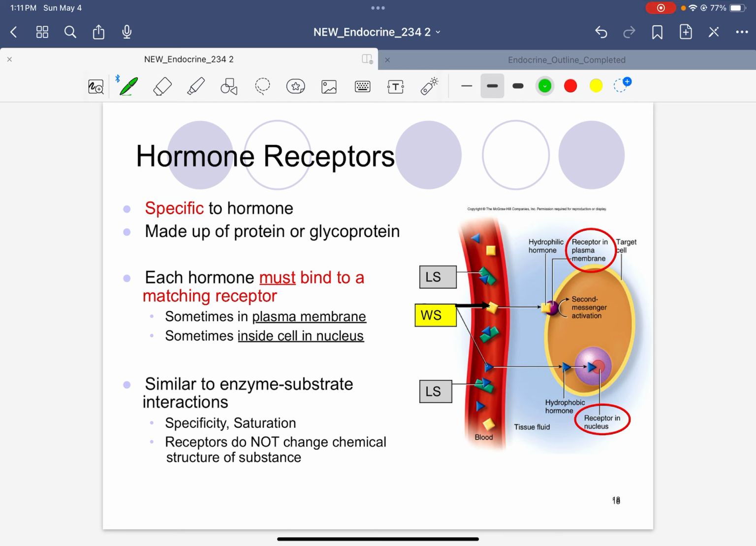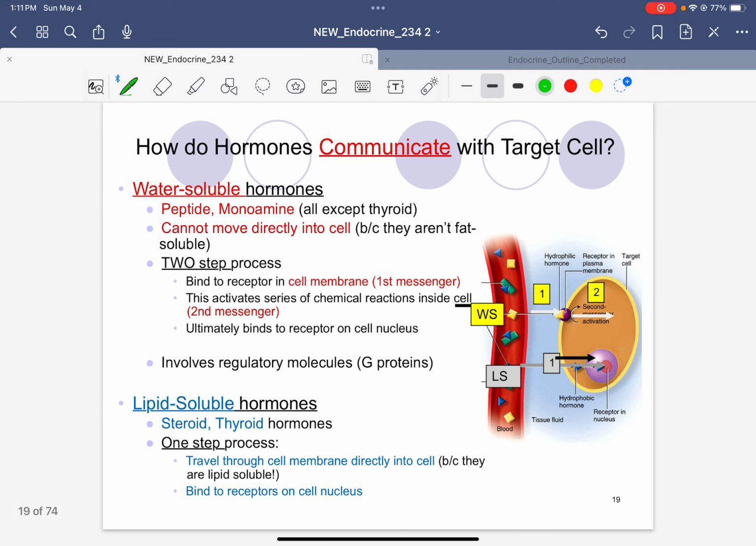Now, when they get to a target cell, target tissue, every hormone must bind to a matching receptor. Sometimes that receptor is going to be in the plasma membrane. Sometimes the receptor is going to be inside the cell in the nucleus. We'll talk about that in a moment. But no matter what, every hormone must bind to a specific receptor. How does it happen?